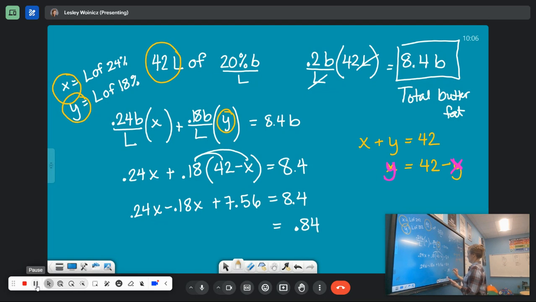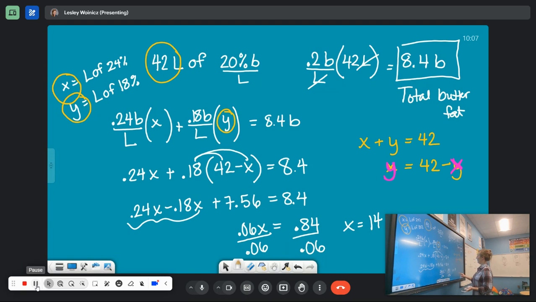Combining these like terms gives me, I think it's 0.06, but we're going to do it just because I'm doing a lot today and I'm everywhere. My brain is everywhere. 0.06. So I have 0.06x. Now I'm going to divide both sides by 0.06. 0.84 divided by 0.06, I get 14.